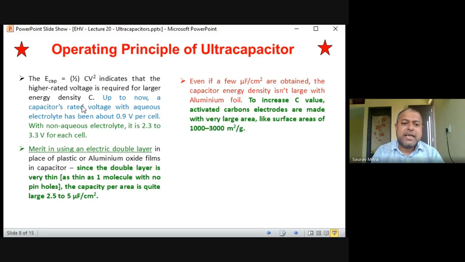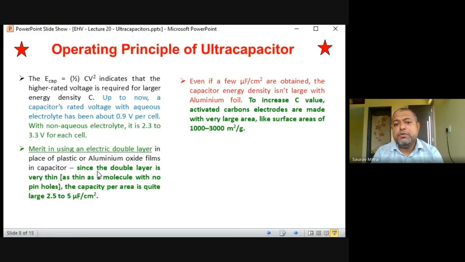First they are saying how much energy is stored in the capacitor. Second, they are saying what material is used. The new material and technology is double layering instead of plastic or aluminum oxide. And there we find that the capacitance produced is very high. How much? 2.5 to 5 microfarad per centimeter square.